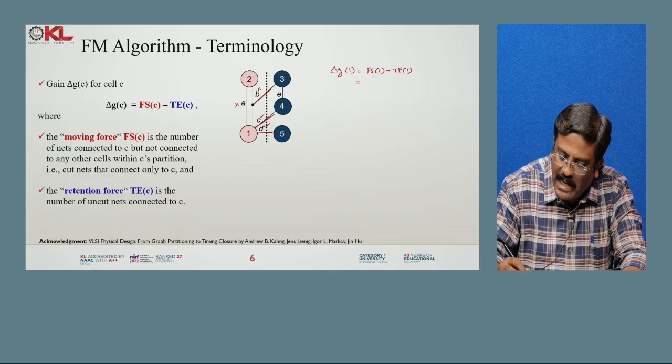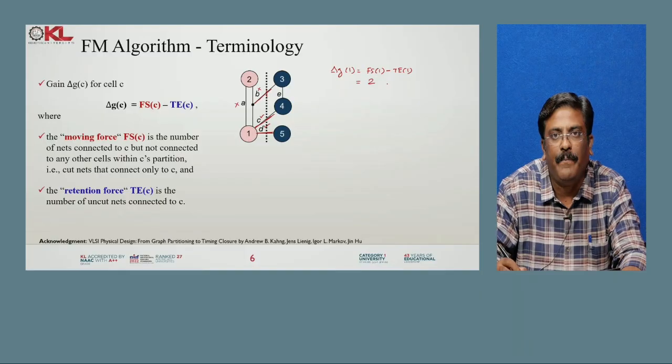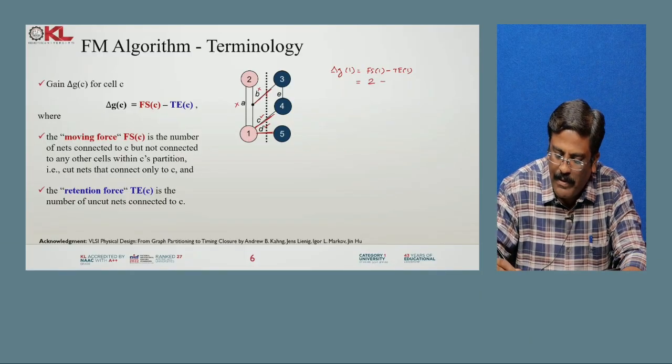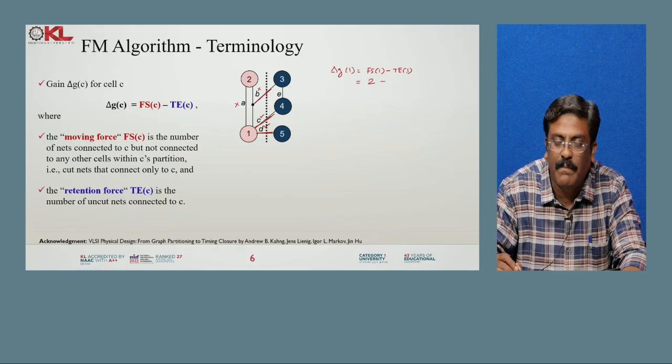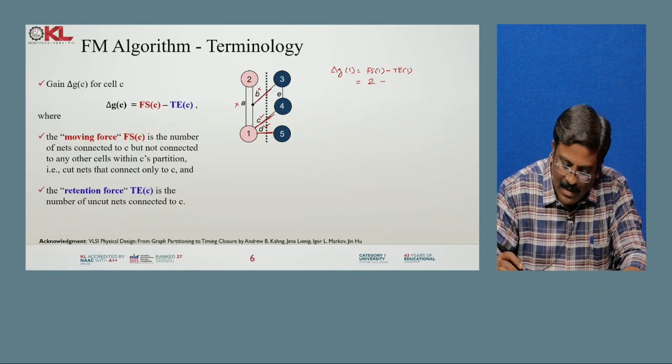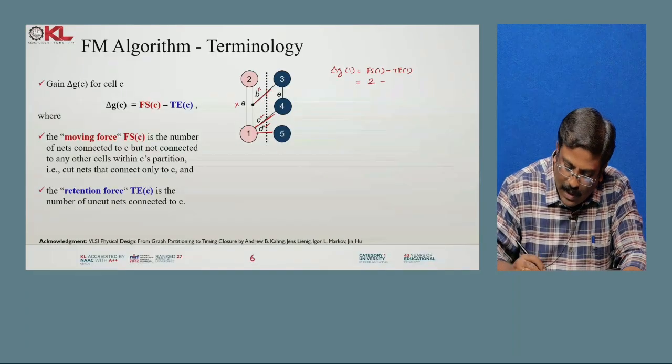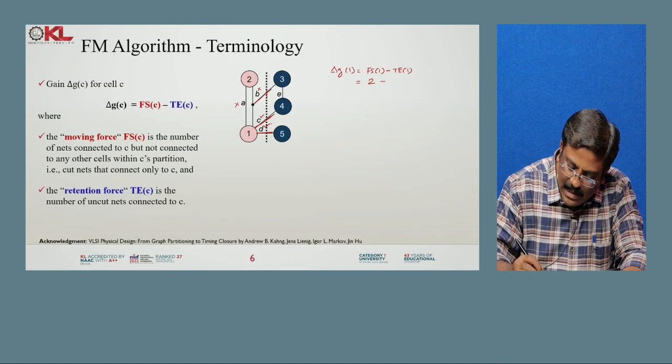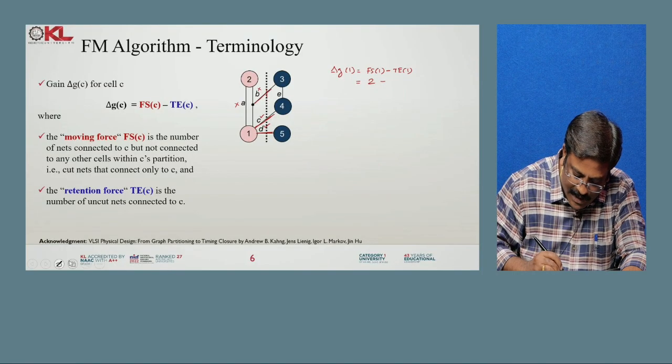So we can write Fs of 1 value is nothing but 2 minus, what about your T of 1? T of 1 is nothing but the number of edges which are not cut by the cut line. So how many edges are not cut by the cut line with respect to 1 we are writing. So with respect to 1, what are the edges available now? A, B, C, D are available. Now we are not going to consider your D now for estimating your retention force.